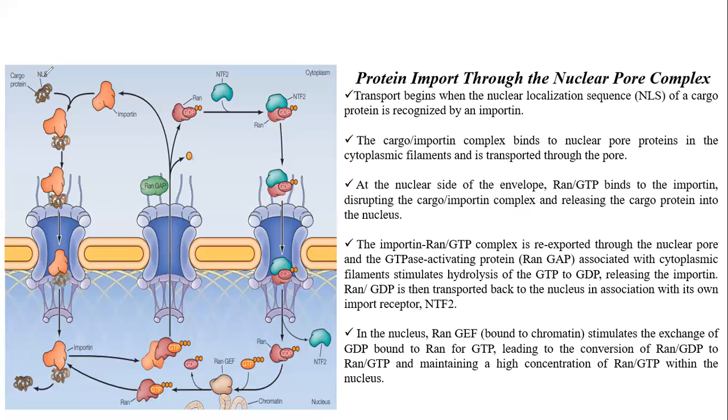Importin goes and binds to the annulus part of your cargo protein. It goes inside. It is released. ये अपना काम करने गया gene expression के लिए. Importin needs to be taken out. So it goes and binds to the RAN GTP.